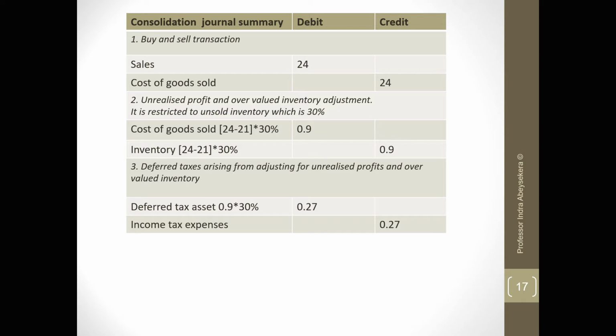So 3 into 30% is 0.9. The inventory carrying value has decreased by 0.9, so that's the deductible difference, and the deferred tax asset of that is 0.27, 0.9 into 30%, 0.27, and the income tax expense is 0.27.